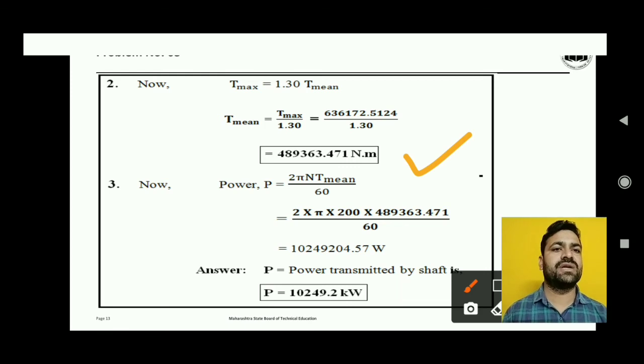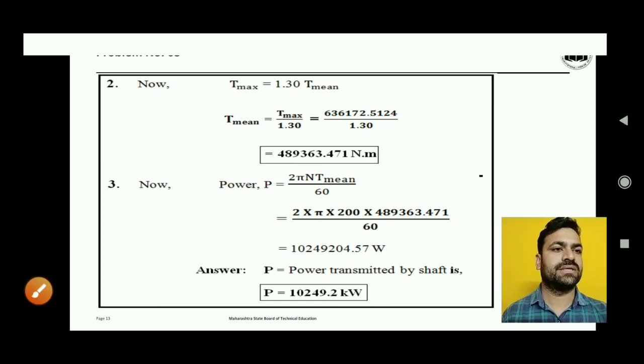And after getting this T mean or average torque, we can put it in our power equation, which is 2 pi n T mean divided by 60. So putting the value of RPM and mean torque in this equation, we can find out power in watts, that is 10249204.57 watt, and you can again keep it in kilowatts, 10249.2 kilowatt. So this is the final answer, that the shaft can transmit power equal to 10249.2 kilowatt.